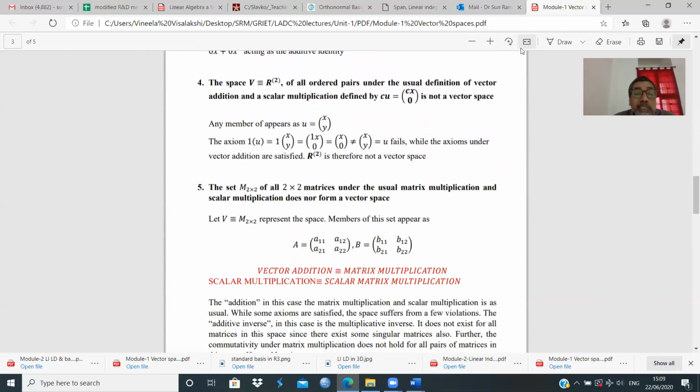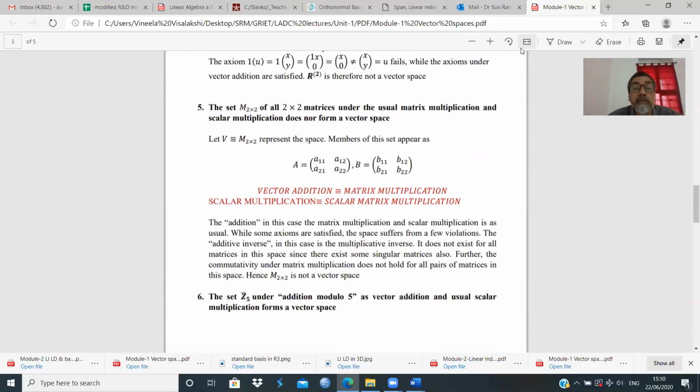So let us directly go to axiom number 10, where we test 1 times u. 1 times u is (x, y). That is nothing but (1 times x, 0) as defined in this problem. The output is (x, 0). This does not tally with (x, y). So it does not give us back u. So 1 times u is not equal to u. Therefore, one axiom has failed. Therefore, R2 under this scalar multiplication is not a vector space.